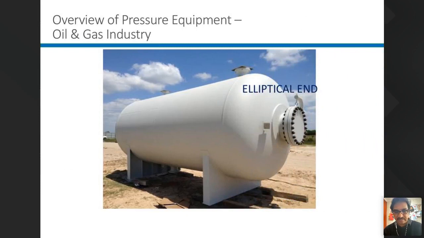And this is another example, horizontal pressure equipment. The philosophy is the same, just the way it is supported is different in the horizontal direction. And you see the end cap is called an elliptical end. You'll see a thick line between the cylinder and the end. That's the welding, which is done to connect two metal parts.